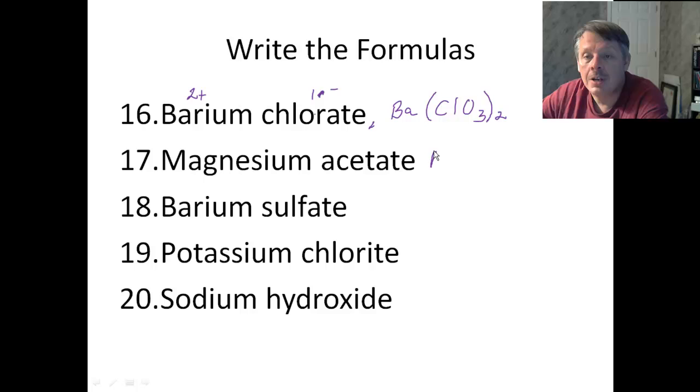Alright, let's try the next one. Magnesium acetate. Acetate is C2H3O2. And now I look at my charges, and magnesium is a 2 plus charge again, and acetate is a 1 minus charge. So again, I need 2 acetates. I have to have 2 of these whole things, so I have to put the whole thing inside parentheses.